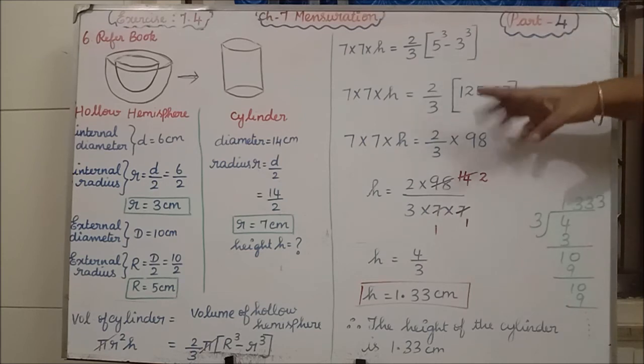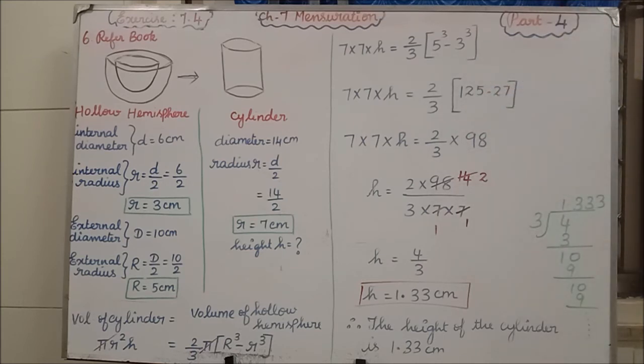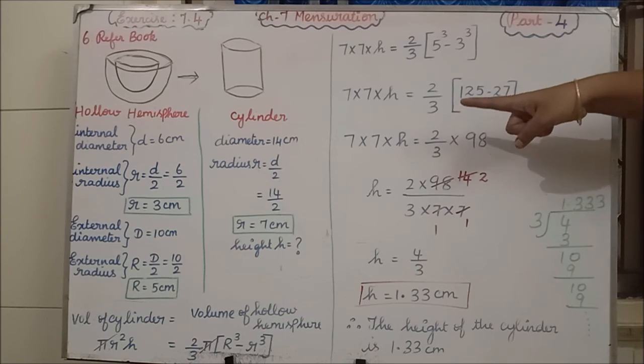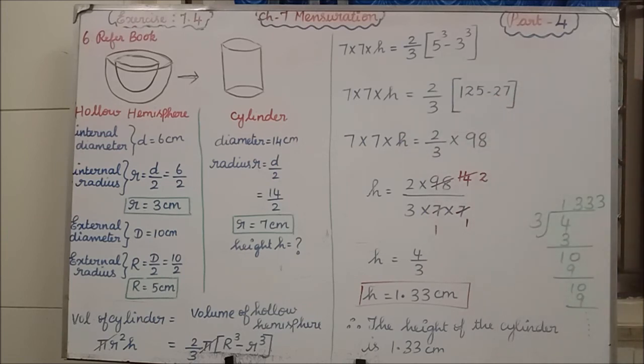On the reference side I am again writing the same: 2 by 3 into 125 minus 27. If I subtract, I am getting 98. Then I am going to bring that 7 into 7 to the denominator part. So 2 into 98 divided by 3, since we already have 3 in the denominator, so 3 into 7 into 7. Clear? First I am cancelling 7 and 98. I am getting the answer as 14.